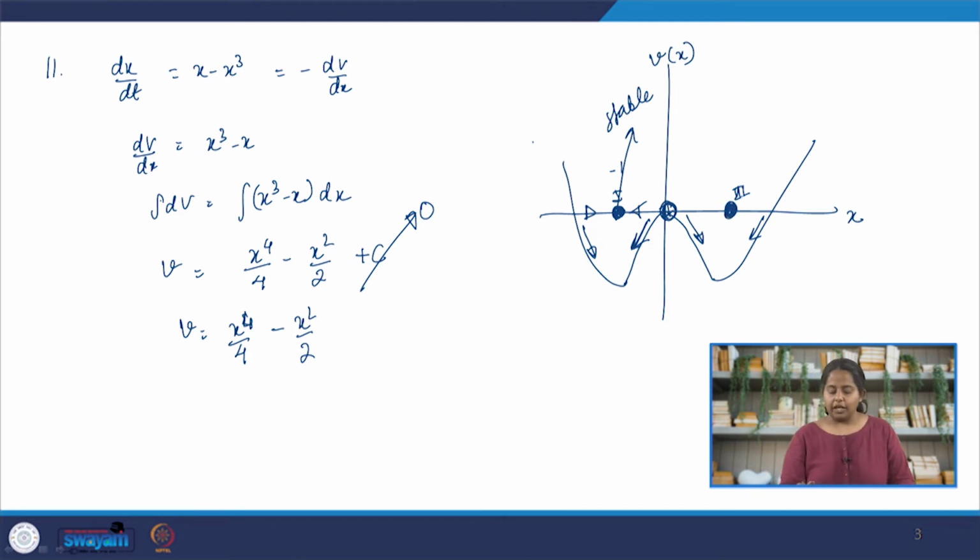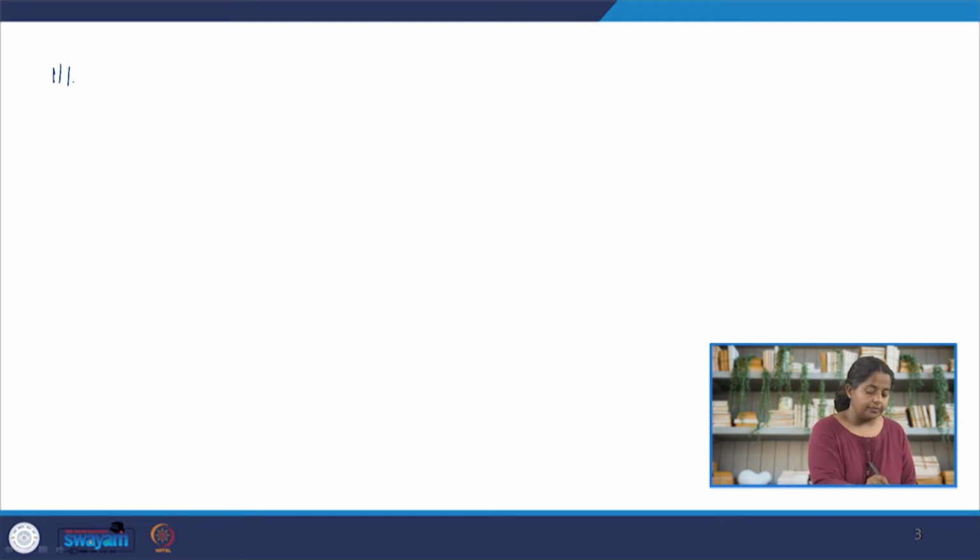Okay. So this is how we use the potential approach to understand the stability of the fixed points. I'm going to use another example that we have already covered in our previous lectures, but we used the geometric approach, and now we are going to apply the approach of potential. So the third example is dx/dt is equal to sin x.